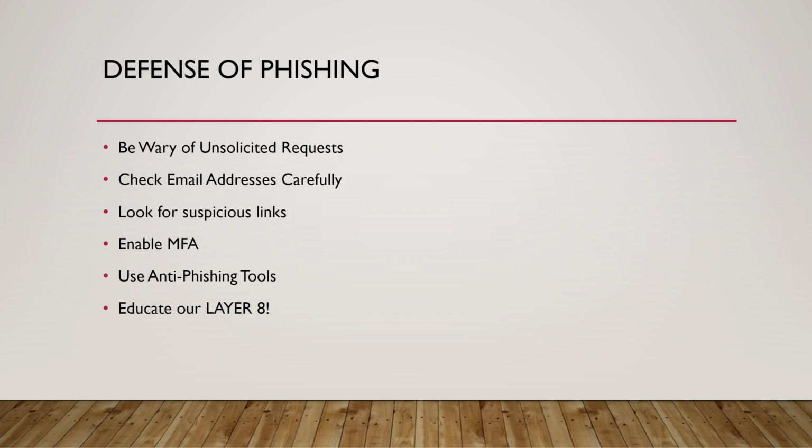We need to definitely make sure we have MFA enabled, because just in case our username and password does get compromised, we want to make sure that they still cannot get into the system without the secondary piece of our authentication. We like to use anti-phishing tools, and these are things that are more technical in nature to help us detect when there's a phishing attempt. And then lastly, we do need to make sure that we educate our layer 8. We need to educate our employees and users. We need to go through simulated phishing tests and make sure that they understand how to detect it and how to defend against a real attack.